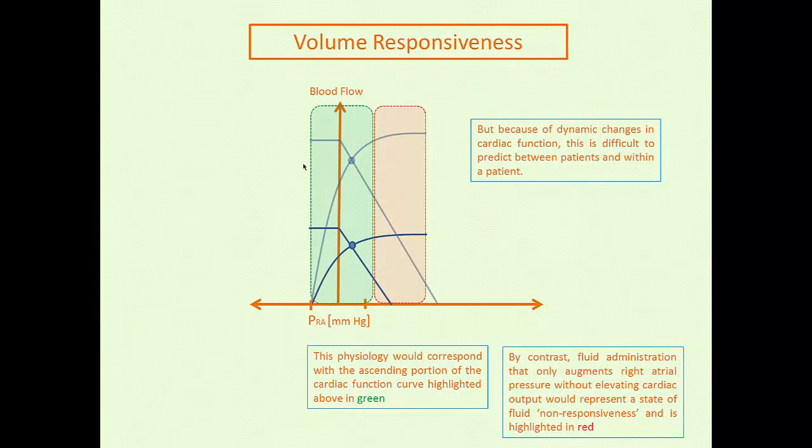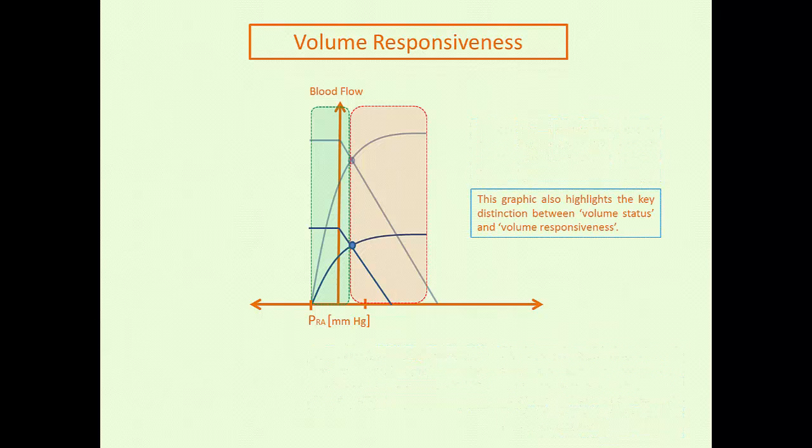Because you can have a patient like this one who, with their venous return curve shifted leftward, could actually be hypovolemic, but they're actually operating on the flat portion of their cardiac function curve because of their diminished cardiac function. So this patient could be hypovolemic but not volume responsive. So you can see that there can be a considerable distinction between volume responsiveness and volume status.